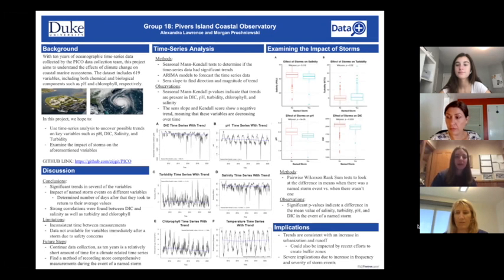And so for future steps, we would definitely want to continue data collection to see if these trends continue over maybe the next 10 years. And we also want to figure out if there's some sort of way that data could be recorded immediately after a storm in a safe way, so we could get more information on what that looks like.